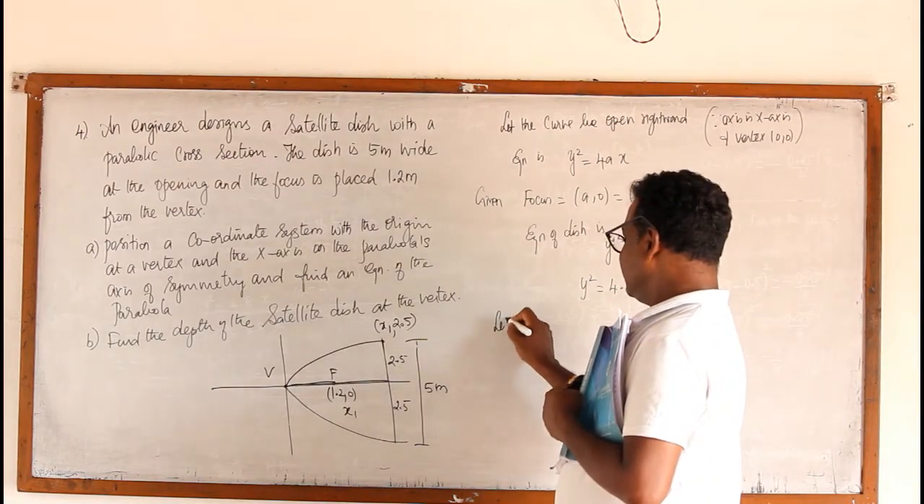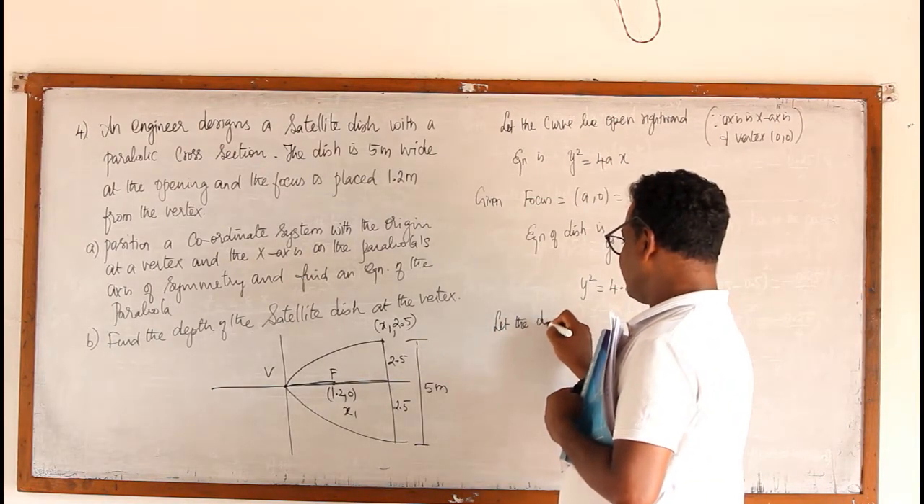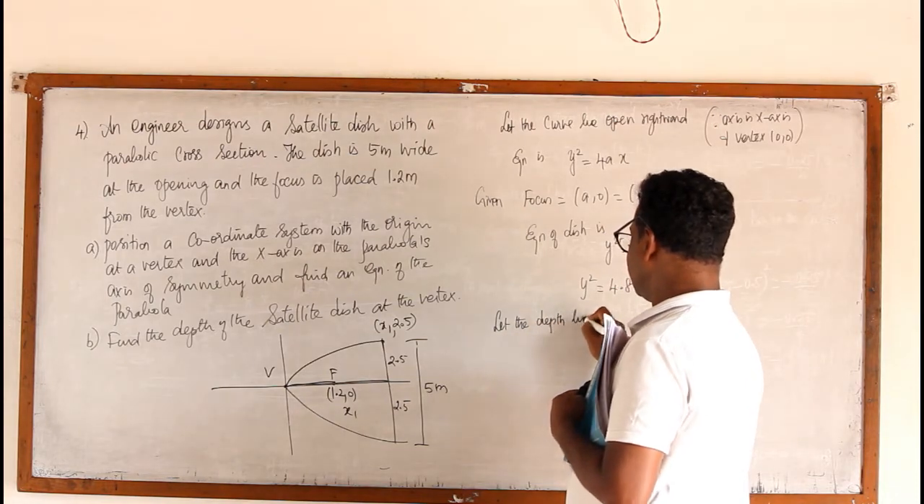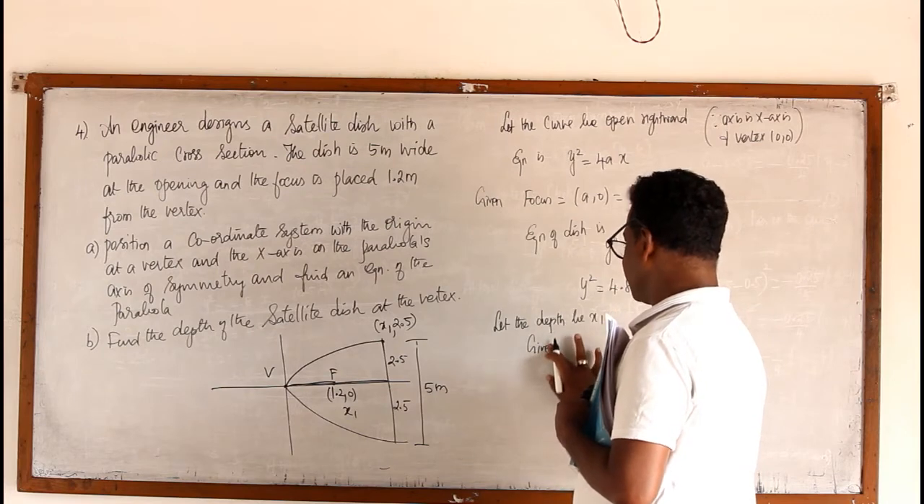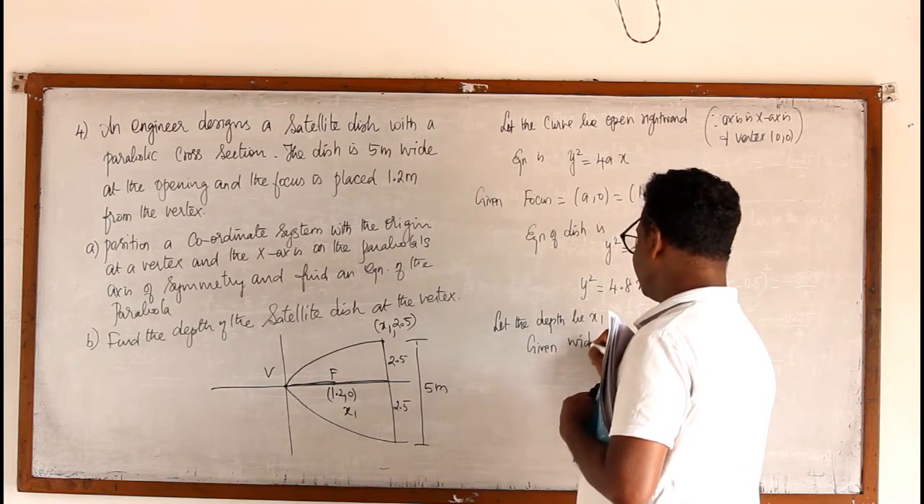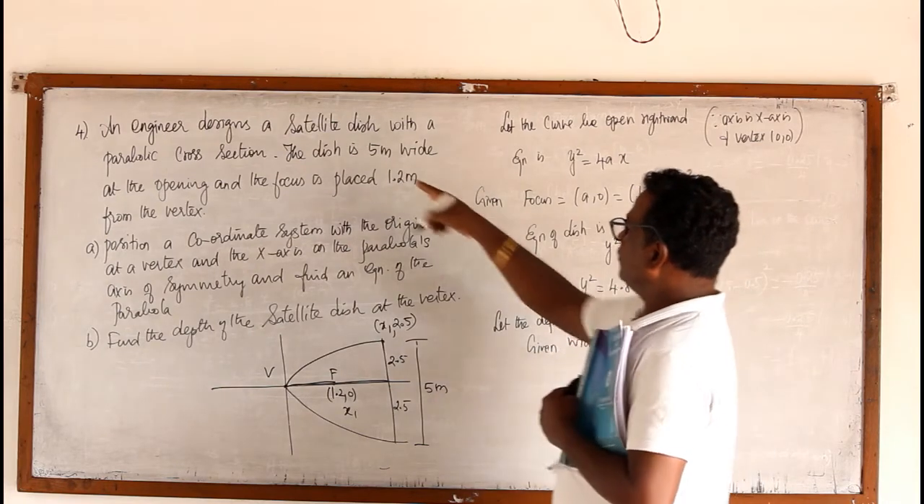Now let the depth be x1, given the width is 5 meters.